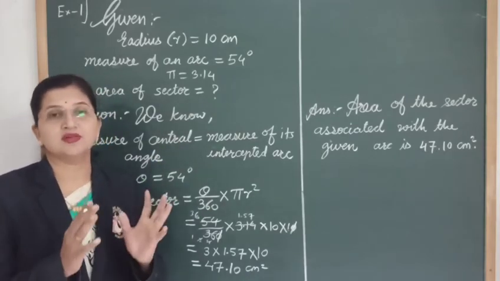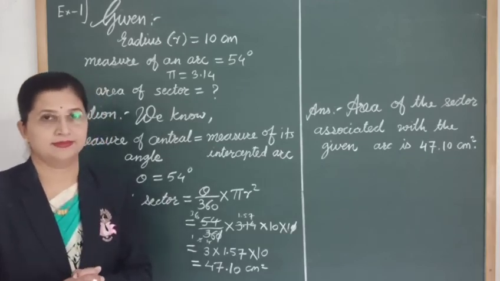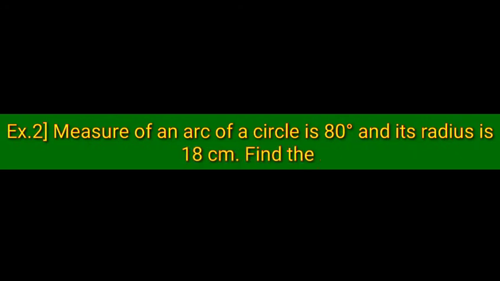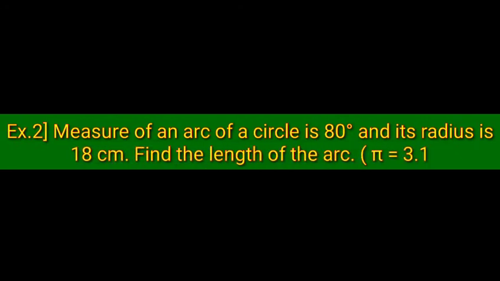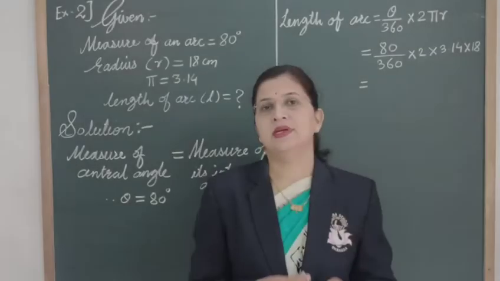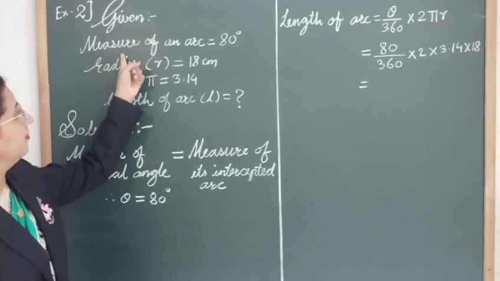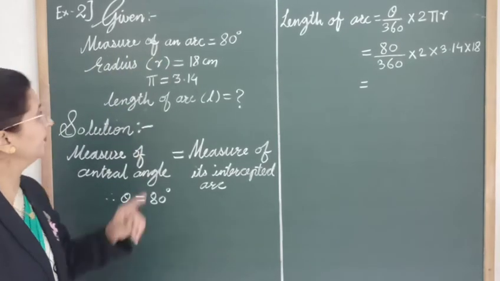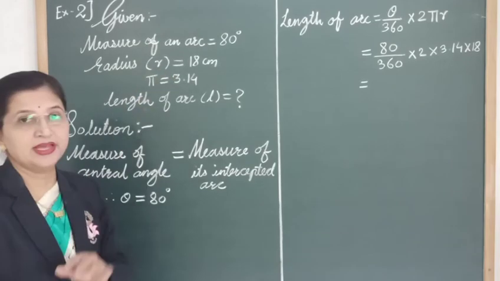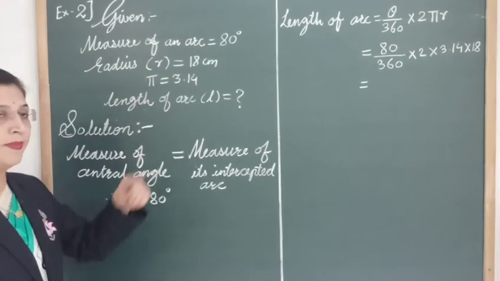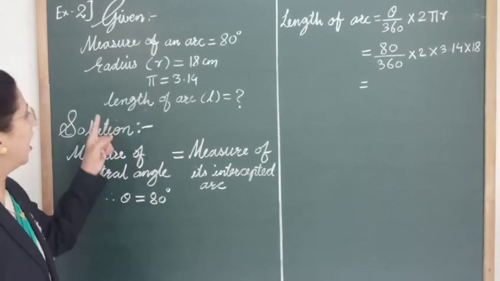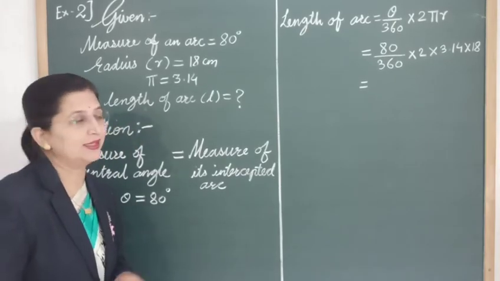Okay. Now let's see how to find the length of an arc. Let's take another example. The measure of an arc of a circle is 80 degrees and its radius is 18 centimeter. Find the length of the arc. Let's see how to solve this example. So in this question, we are given the measure of an arc, that is 80 degrees. Then the radius r is given as 18 centimeter. The value of pi is also given, that is 3.14. And we are asked to find the length of the arc, that is L.